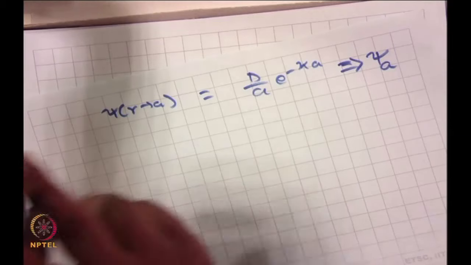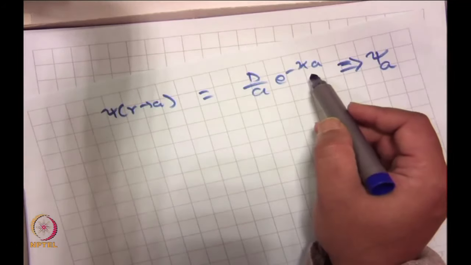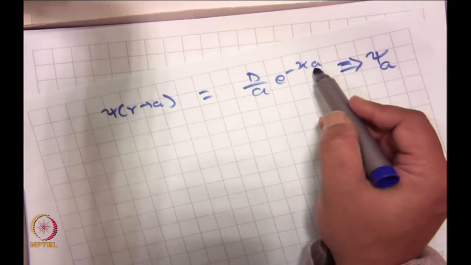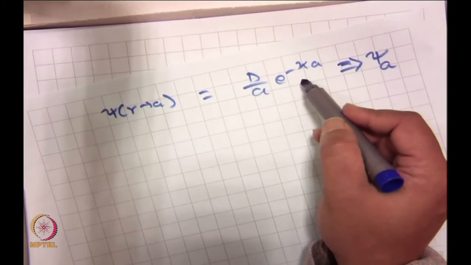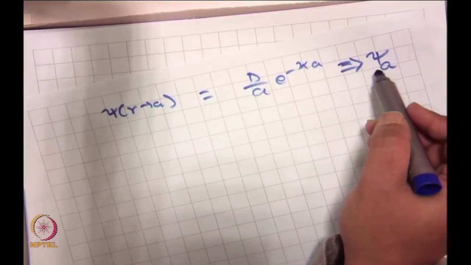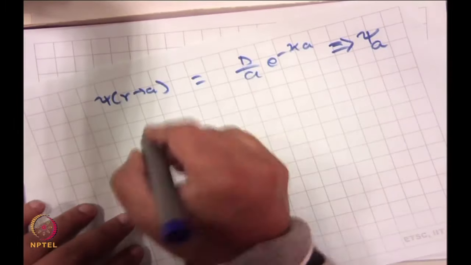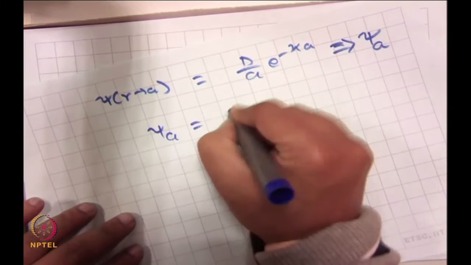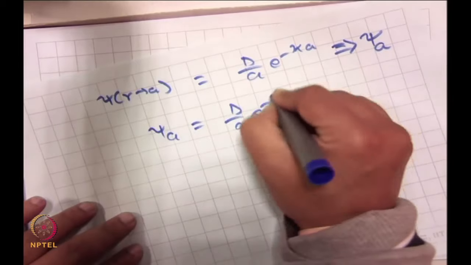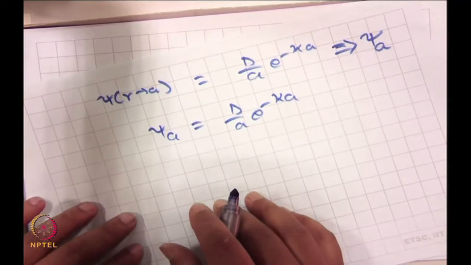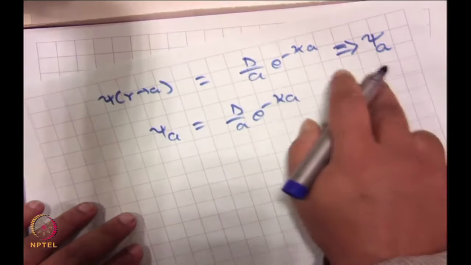But please make sure of the difference between this one and that one. When we put x tends to 0, this went to 1, right, and we could get the value of b in that case. But in this case we are not putting r tending to 0, we are putting r tending to a. So what should I have? I have psi of a is equal to d by a e to the minus kappa a, right, from here.